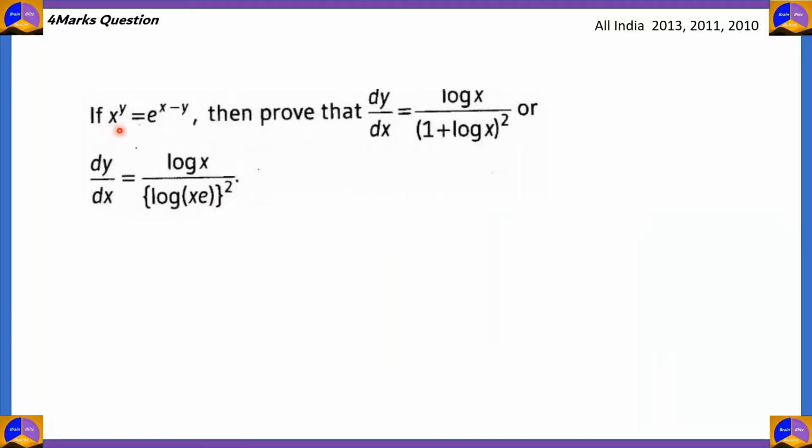If x raised to y is equal to e raised to x minus y, then prove that dy by dx is equal to log x divided by (1 plus log x) the whole square, or log x divided by (log xe) the whole square. Now let's look at how to solve this question. The given equation is x raised to y is equal to e raised to x minus y. In order to take differentiation, we first take log on both sides.